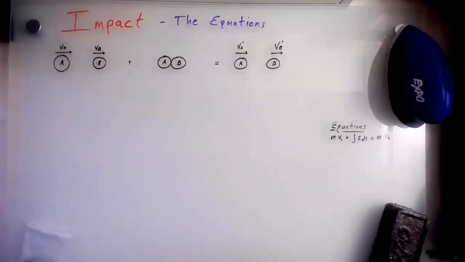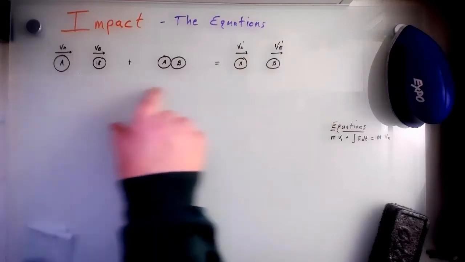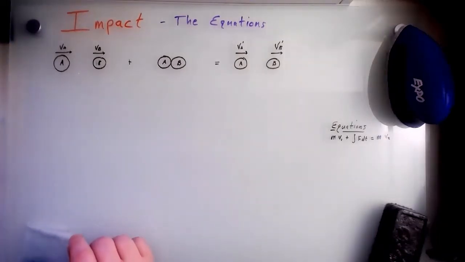Hey guys, welcome back. Today we are in chapter 13.4. We're talking about impact, and the thing about impact that we need to know is that there are several equations that we're going to need, lots of unknowns, so it made sense to talk about where they come from. So this is impact in its simplest form.